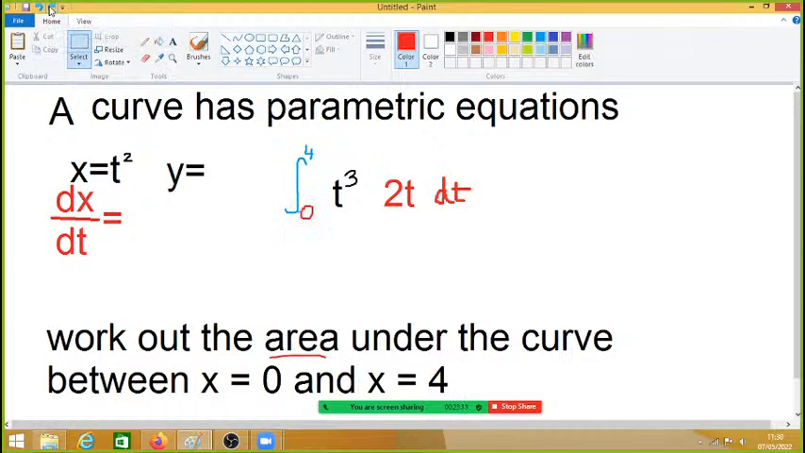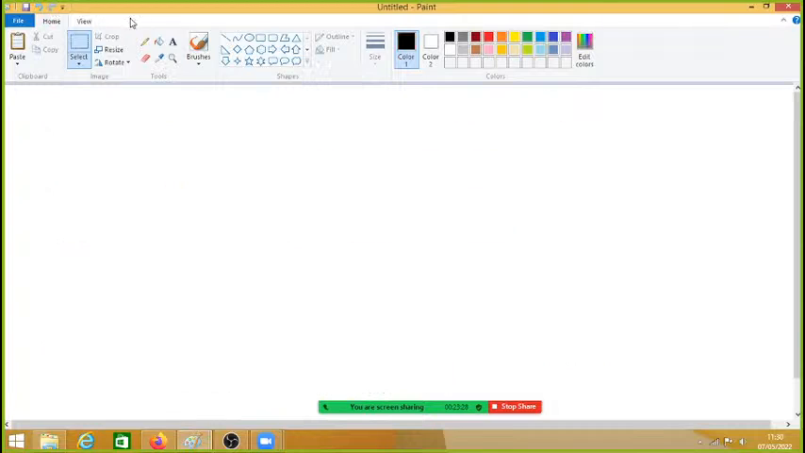So if x is 0, t would be 0. If x is 4, t would have to be 2. And then just take a look at the integration that you got and just simplify it if you can. Here you can just times it, t to the power 4 dt. And then you're ready to integrate.